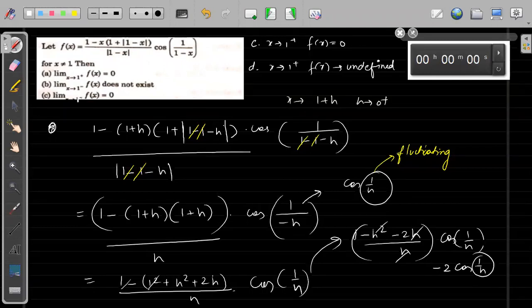Now see, the only problem is this cos of 1 by h. Because of this cos of 1 by h, this limit as h tends to 0 plus will not be defined. So that means the answer will be simply D. You do not even have to check any other option, because only one answer will be correct. You have got D as correct, so you do not have to check anyone else.